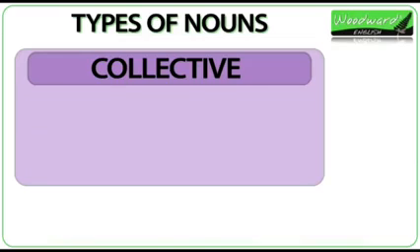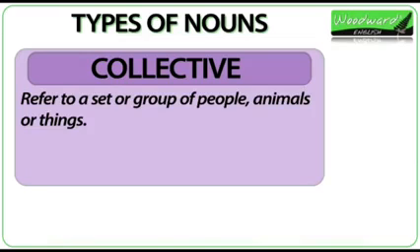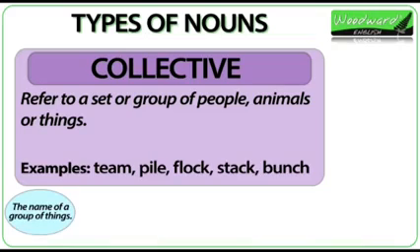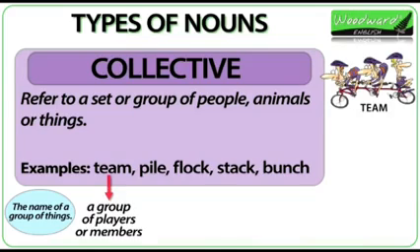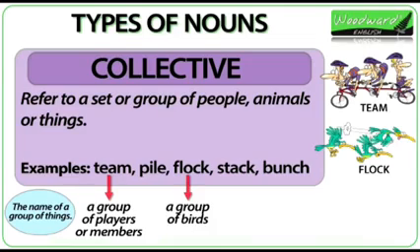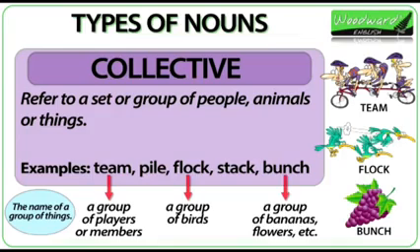Collective nouns. Collective nouns are words that refer to a set or group of people, animals, or things. It is the name of a group of things. Some examples of collective nouns are team, pile, flock, stack, and bunch. A team is a group of people, often players or members of something, who have come together to achieve a common goal. A flock is a group of birds. A bunch is a group of things, typically bananas, grapes, or flowers.